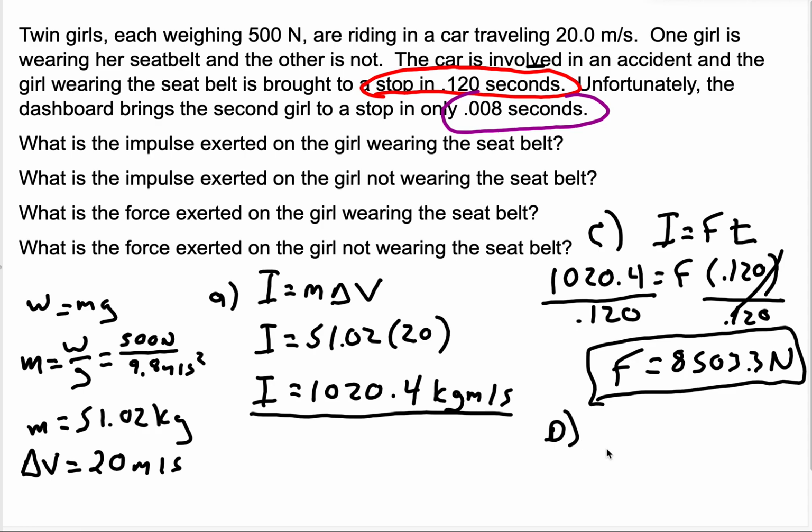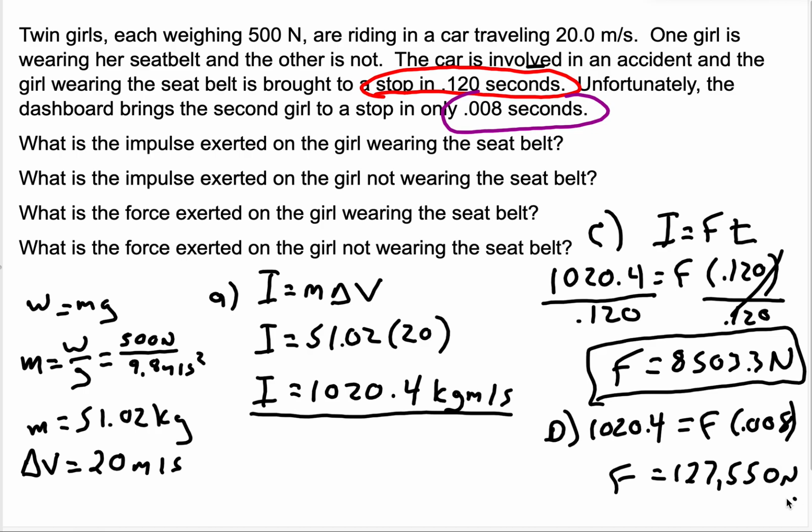Now, the girl who hits the dashboard, I'm not feeling very good about this because we have 1020.4 as a change in momentum equals a force times 0.008. So now to get the force by itself, I have to divide both sides by 0.008. What will that equal? You guys can check my math, but I got 127,550 newtons. Okay, I got it right.